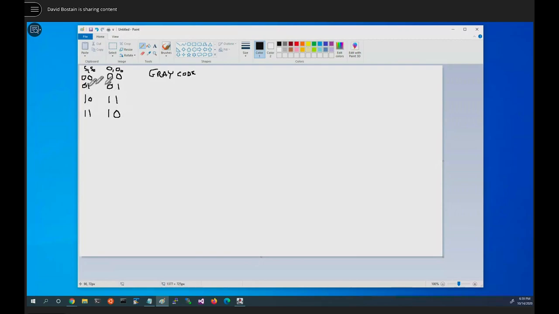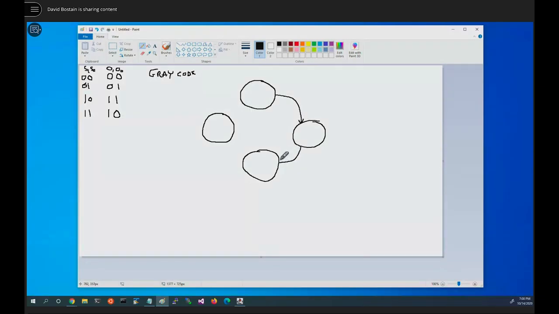Okay, so how would we draw a picture of this? We got the state table. That's good. Let's draw a picture. We want to take a state. A state's represented by a circle. I'm going to arrange them in a circle, and I'm going to draw arrows between them to indicate what the flow of state is going to be.